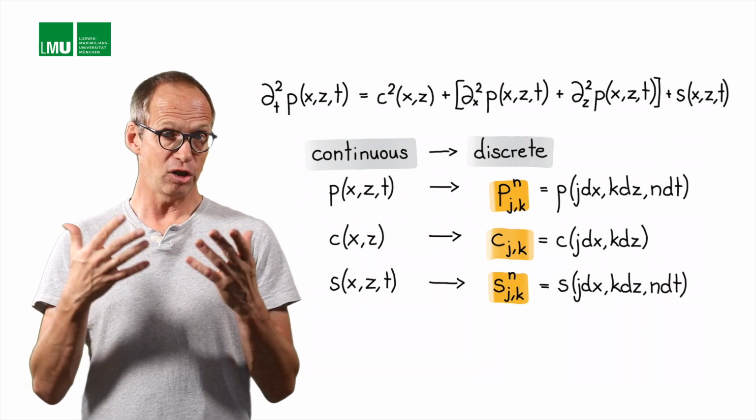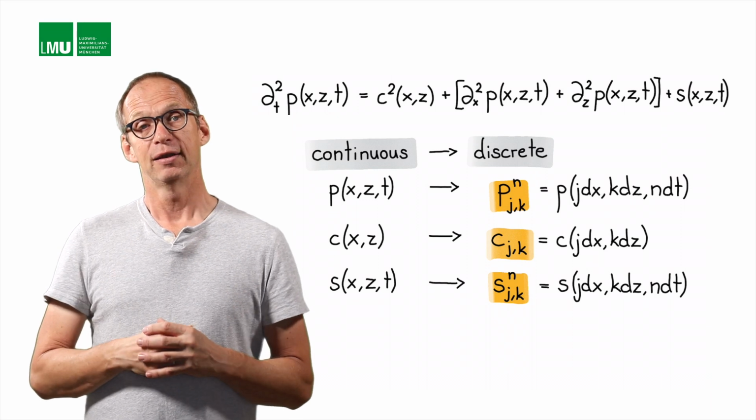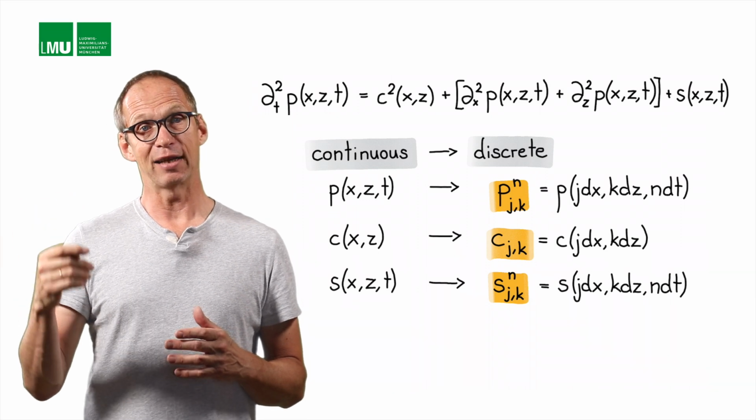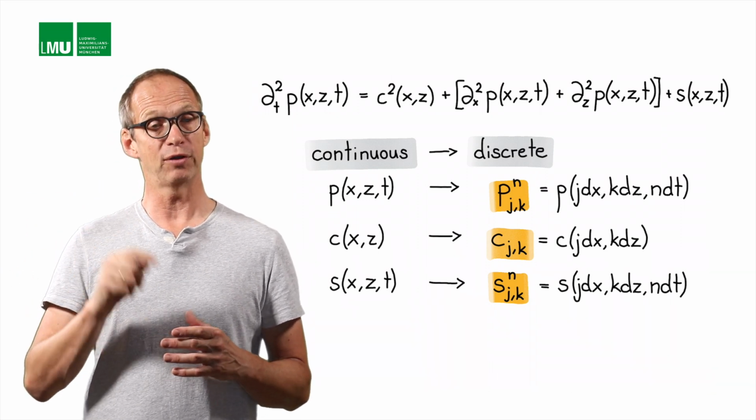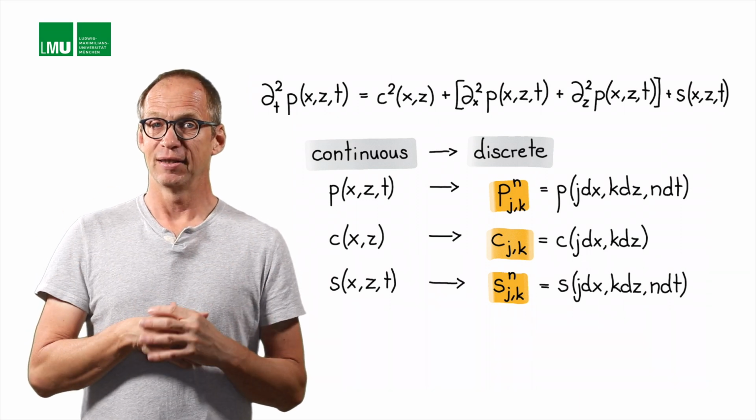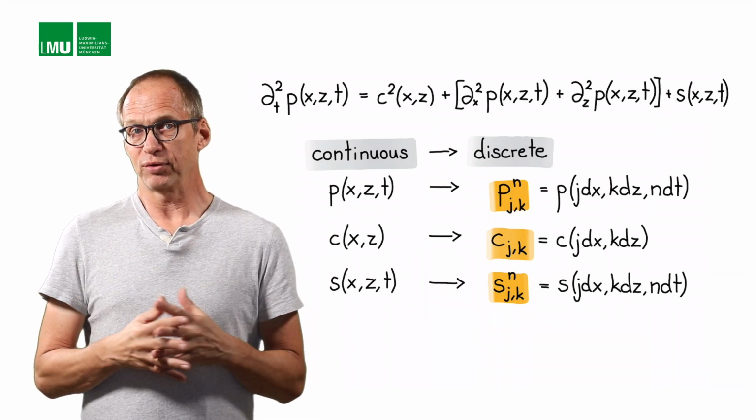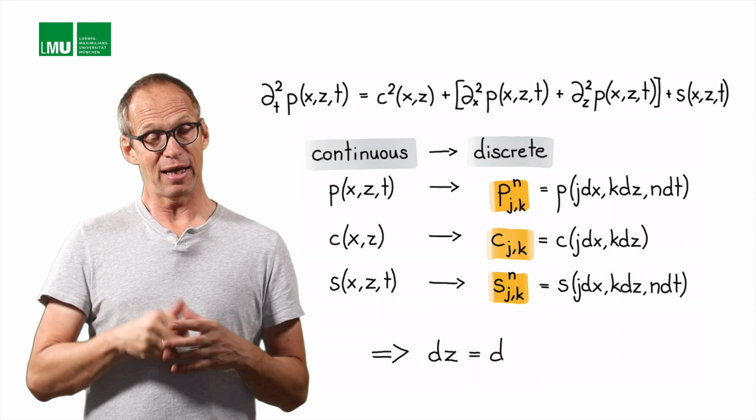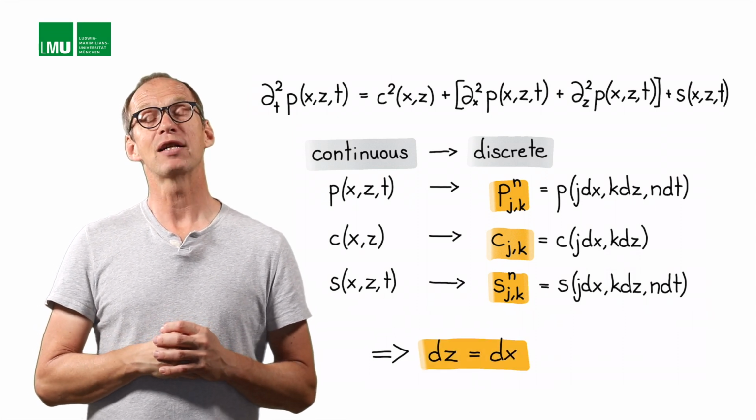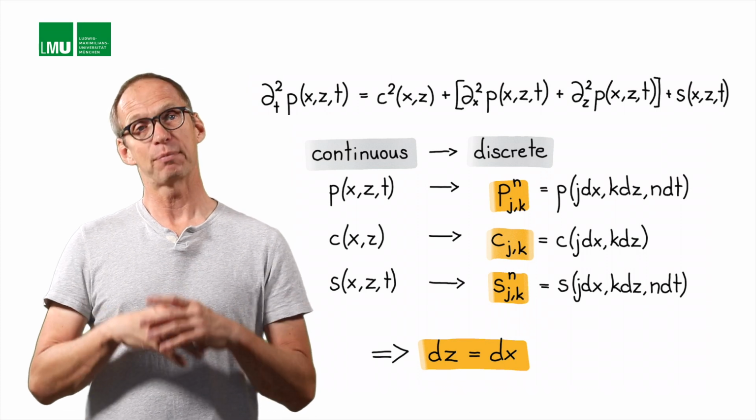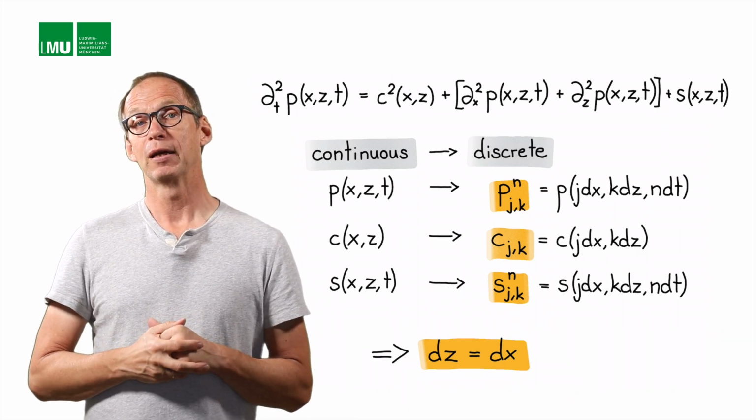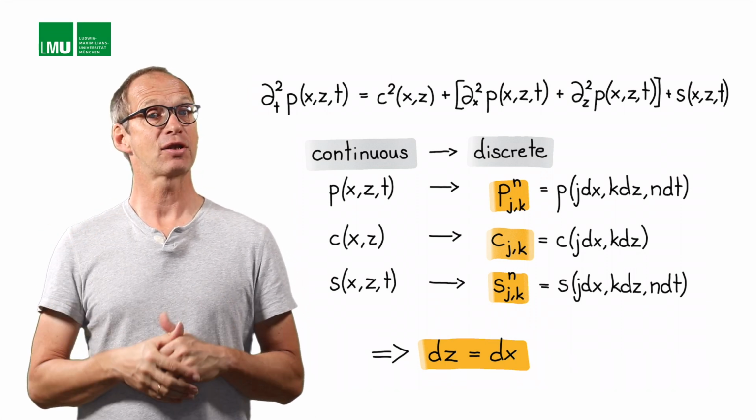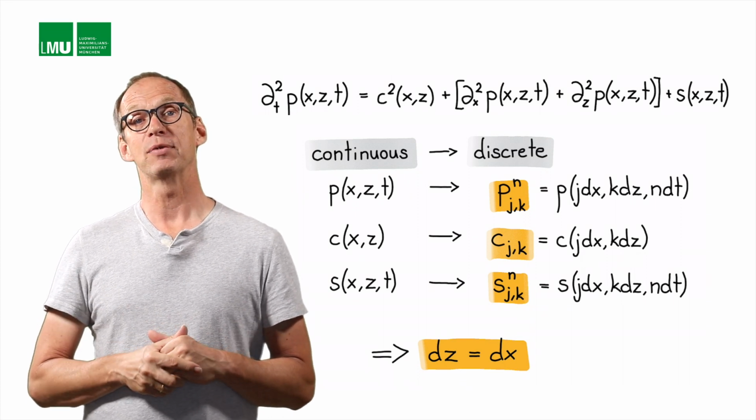Now with this discrete version, of course, we have the space discretized in j dx and k dz. Now it's a very important point. This doesn't make it more simple, but for simplicity, we assume that dz is equal to dx. So basically we have the same space increment in x and z. And that makes a later analytical treatment easier. And also we have the discrete time. Our time step is dt, so time is discretized as n times dt.